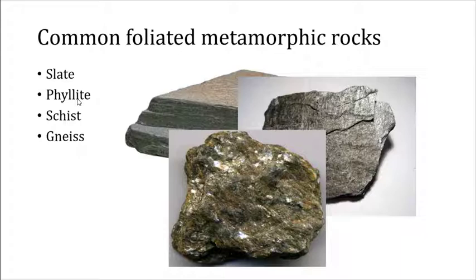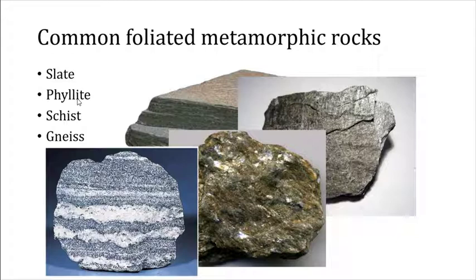But with a schist, now the mica grains are big. You can peel them with your finger now. You can see them. They're wrinkled. More heat and pressure, right? And then we have a rock named after that gneissic banding, which is a gneiss, right?